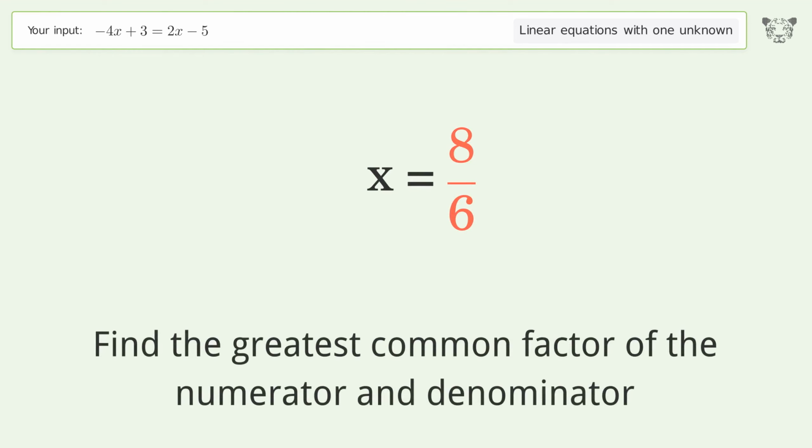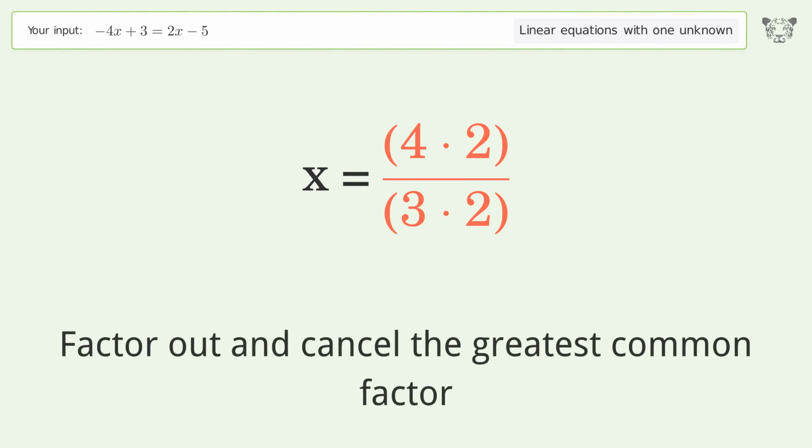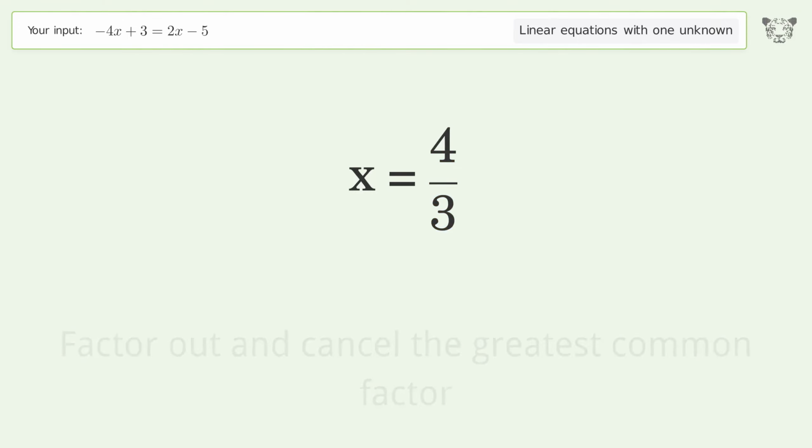Find the greatest common factor of the numerator and denominator. Factor out and cancel the greatest common factor. And so the final result is x equals 4/3.